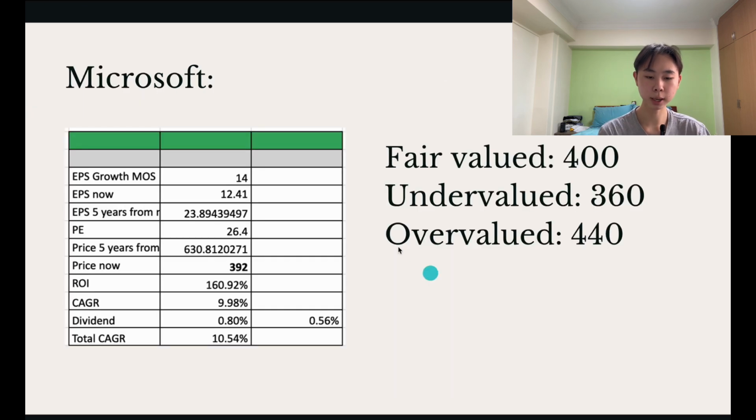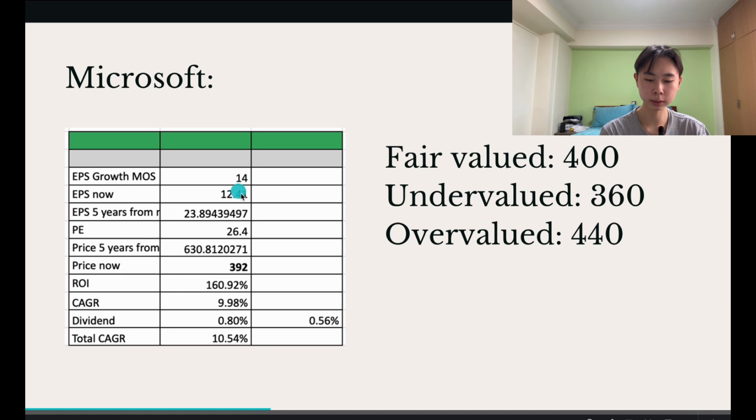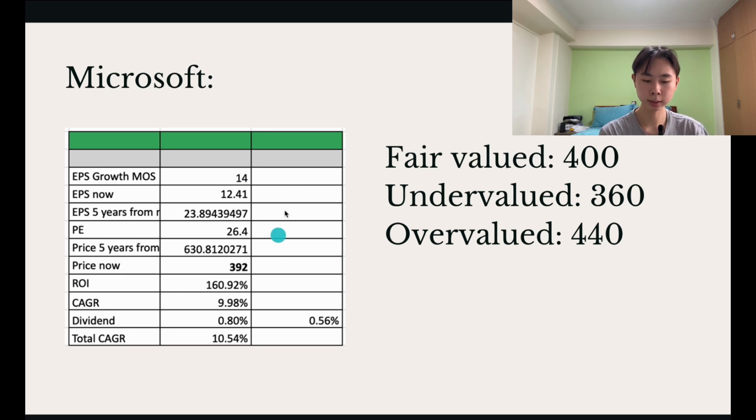So if you're to look at just Microsoft's valuation over here, if I put a 14% EPS growth, 26.4 times earnings, which is their lowest in 2022. Currently, Microsoft is around fair value. So its fair value is around $400, undervalue is around $360, and then the overvalue is around $440. And currently, I think Microsoft is a decently safe bet.